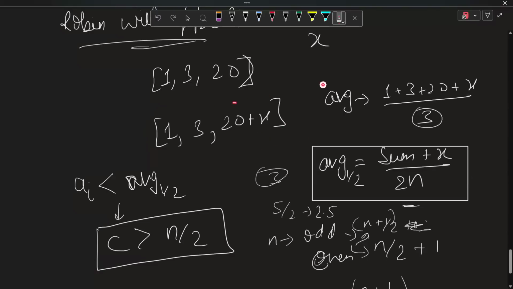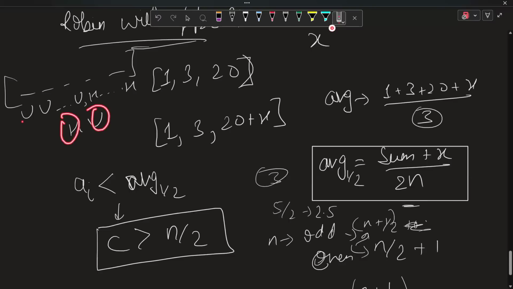Now there would be some people below. The lowest person may be unhappy. If we sort the array, there would be some unhappy people at the start, and after that, all the people would be happy. It would always be like this. It won't happen that there are some happy people and above them some unhappy people. If the ith person is happy and the array is sorted, then the (i plus 1)th person has a greater value, so he would also be happy. So up till some value, they are unhappy.